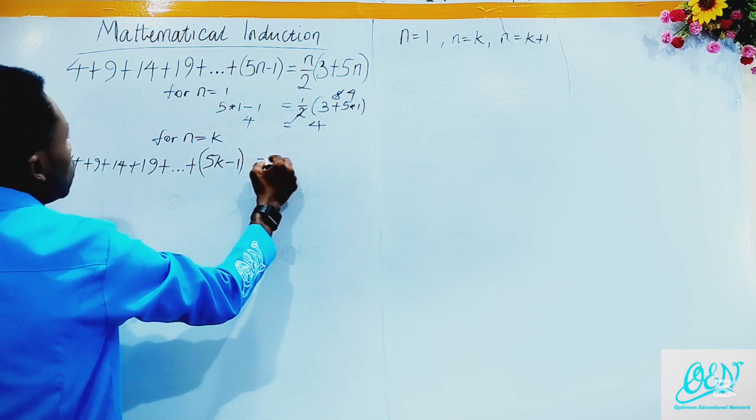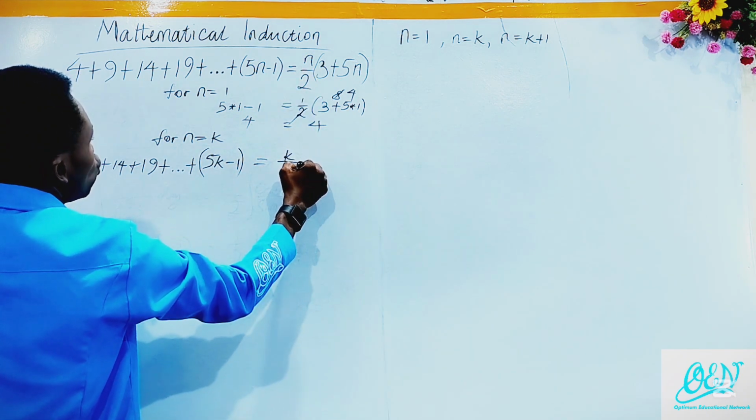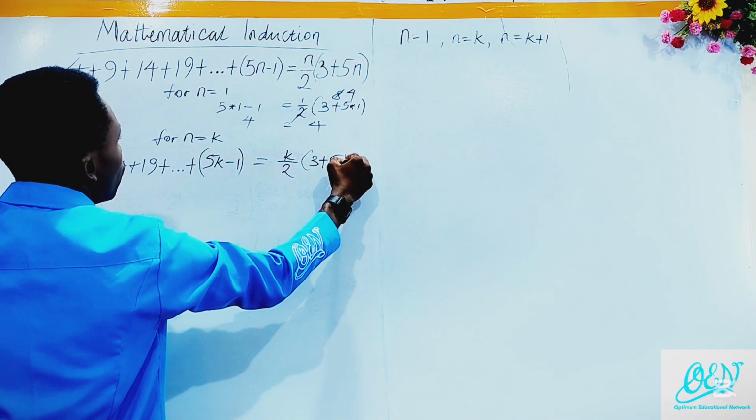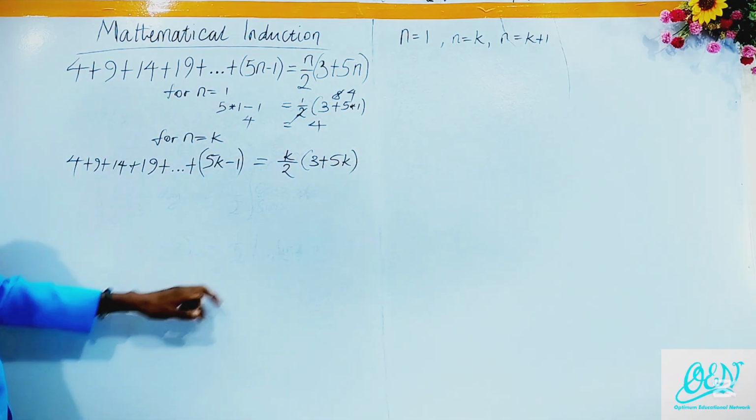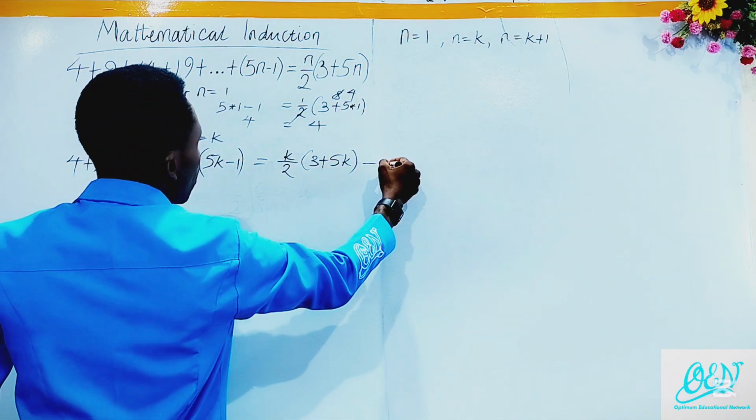5k minus 1 is equal to, put k here. We have k over 2, 3 plus 5k. So this one is for when n is equal to k. So we can call this one equation 1.